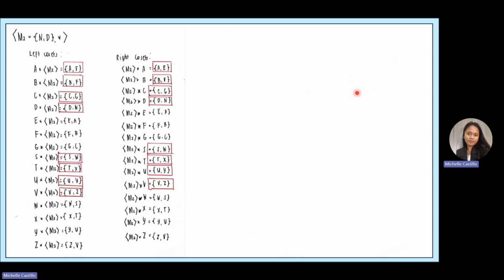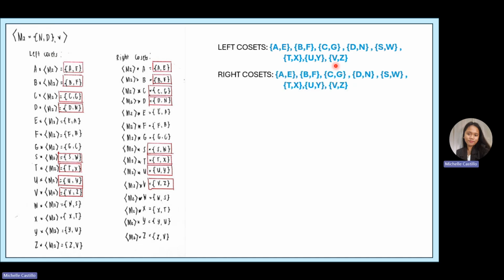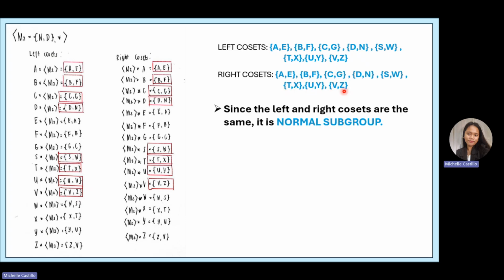So when we continue this process, we will get these sets of left and right cosets. G, D, N, S, W, T, X, U, Y, then V, and Z. Then for the right cosets, we have A, E, B, F, C, G, D, N, S, W, T, X, U, Y, and V, and Z. Since, as you can see, the left and right cosets are the same, it is a normal subgroup.